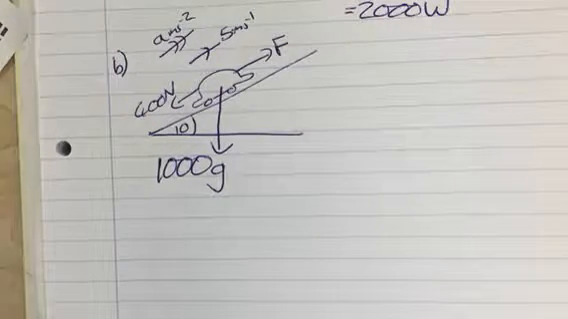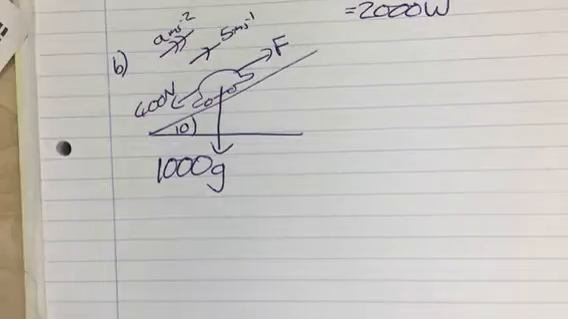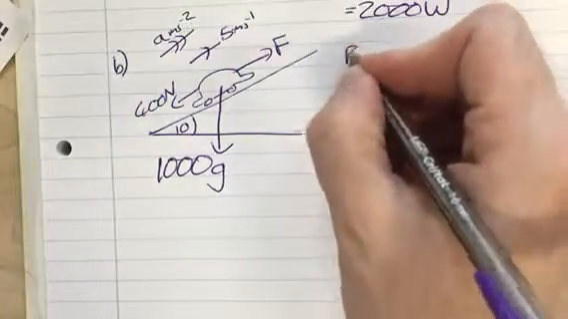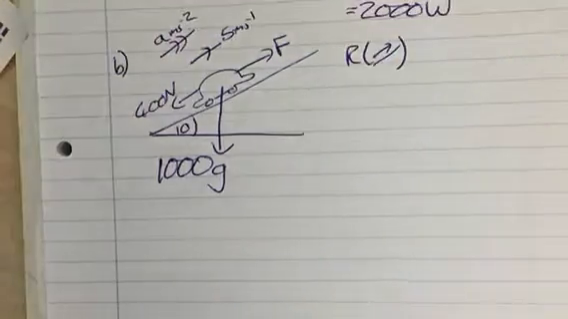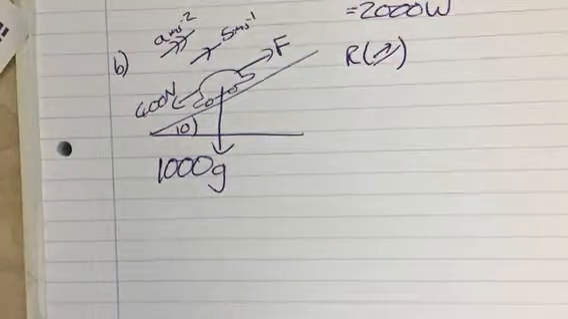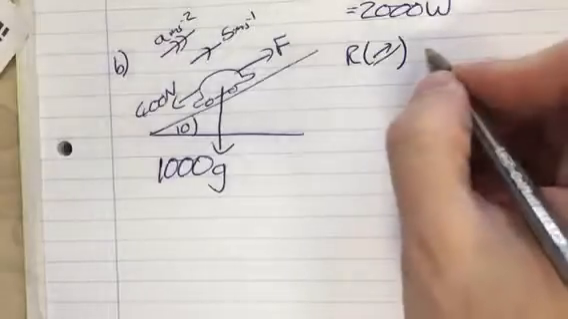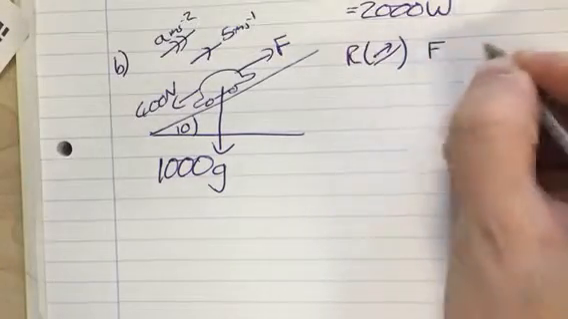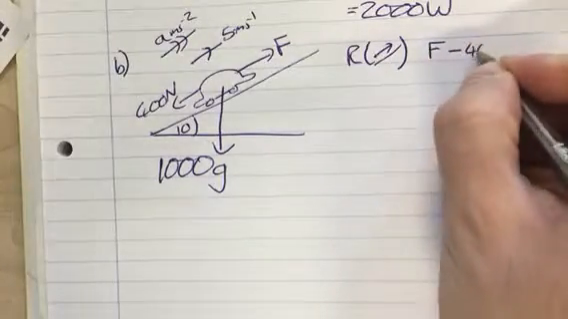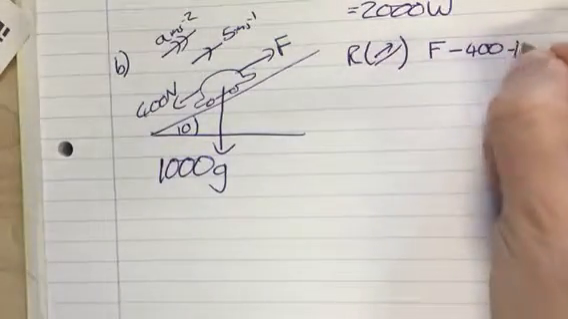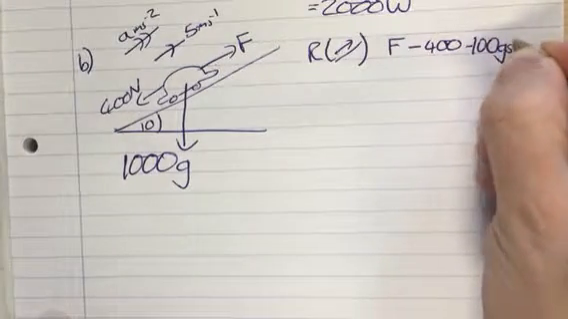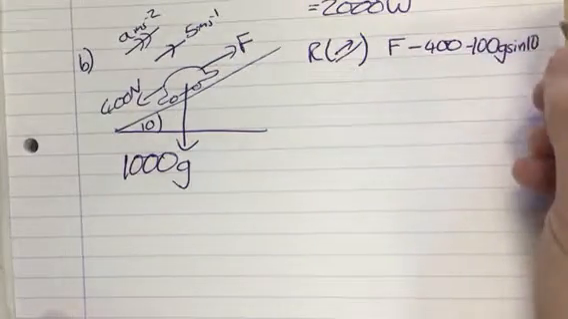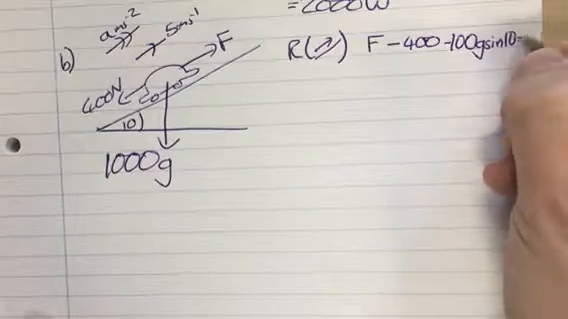Okay, now from here, I'm going to start by resolving parallel to the slope, up the slope there. What we have there is our force minus 400 minus 1,000 G sine 10 equals MA.